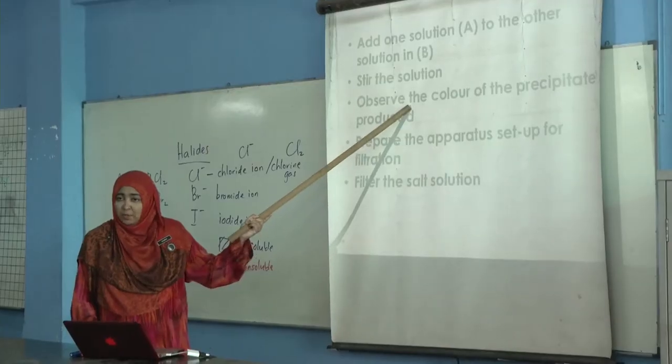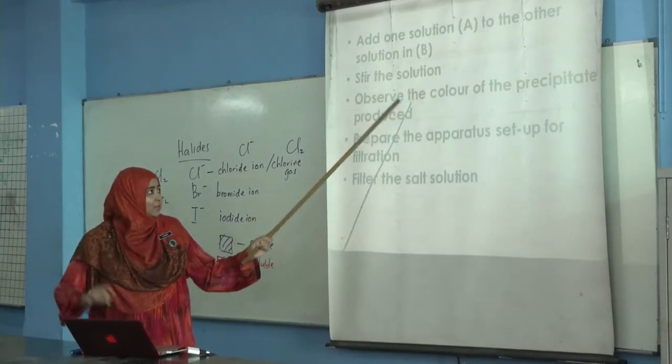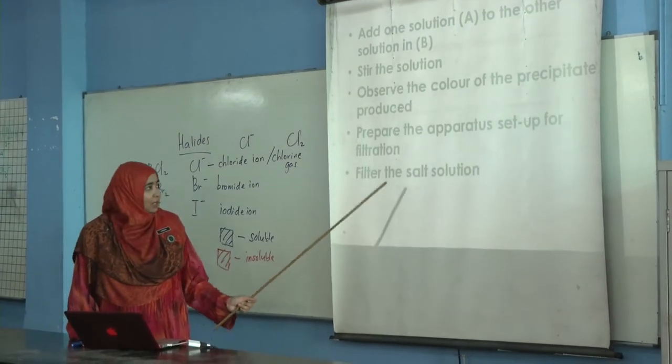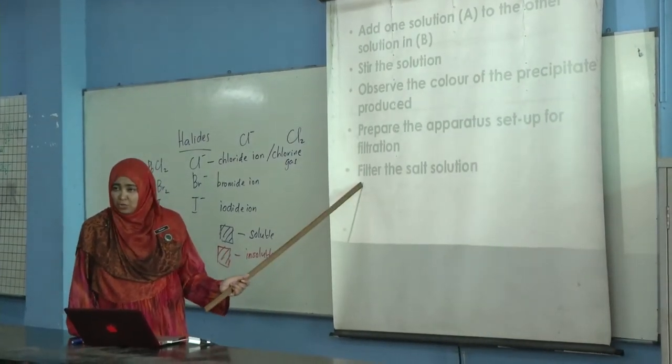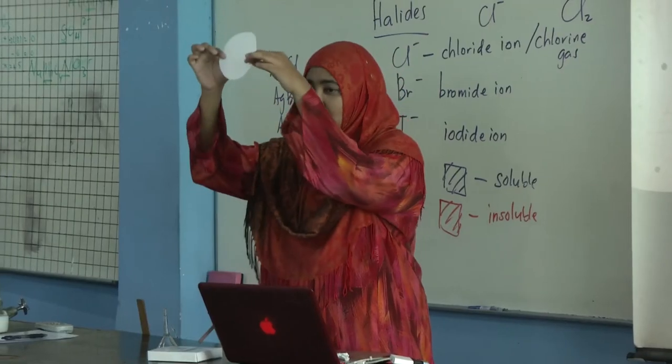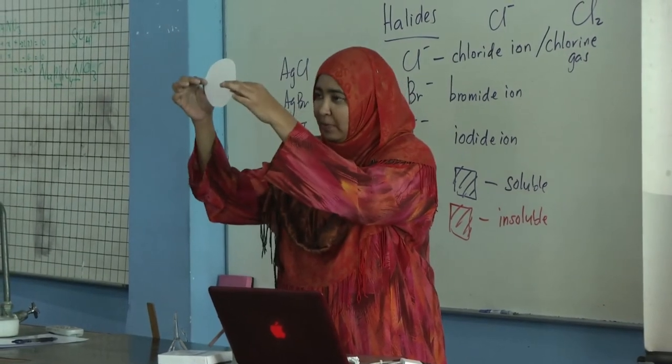And then after that, you observe the color of the precipitate. So I'll just ask you at the end of the lesson. Okay, and then you prepare the apparatus setup for filtration and filter the salt solution. Okay, until here, clear? Yes. Okay, you're gonna start your experiment by folding the filter paper. So how do you fold this filter paper?